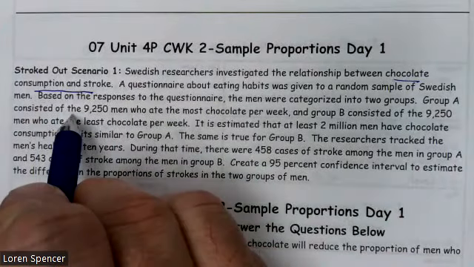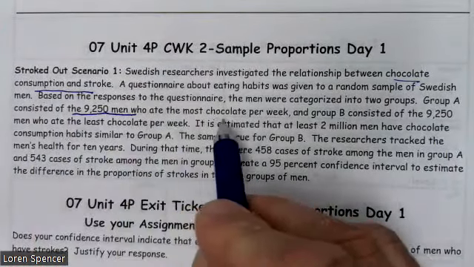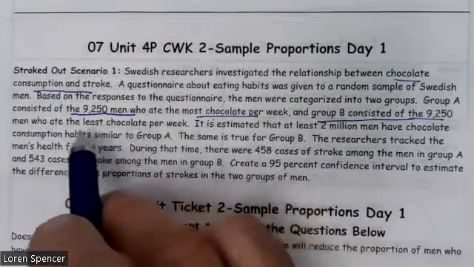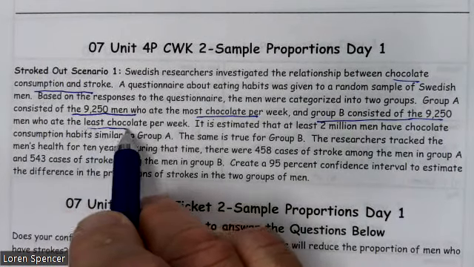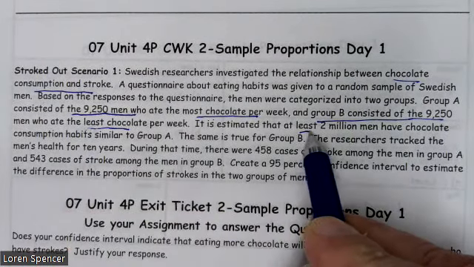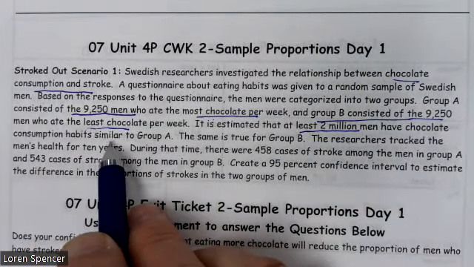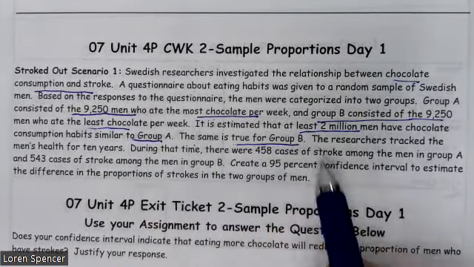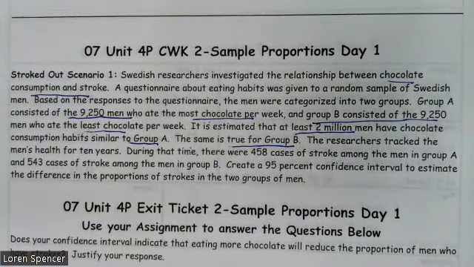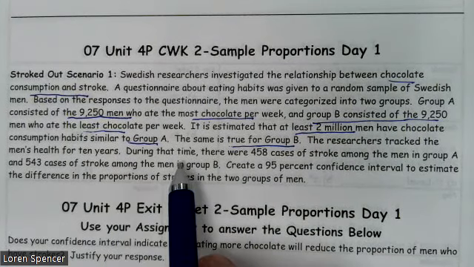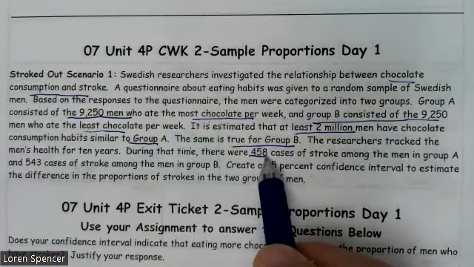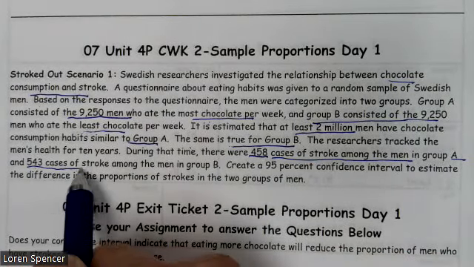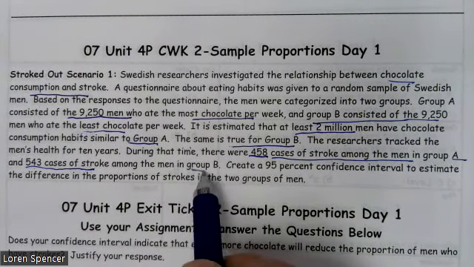Group A consisted of 9,250 men who eat the most chocolate per week, and Group B consisted of 9,250 men who ate the least chocolate per week. It's estimated that at least 2 million men have chocolate consumption habits similar to Group A. The same is true for Group B. The researchers tracked the men's health for 10 years. During that time, there were 458 cases of stroke among the men in Group A and 543 cases of stroke among the men in Group B.